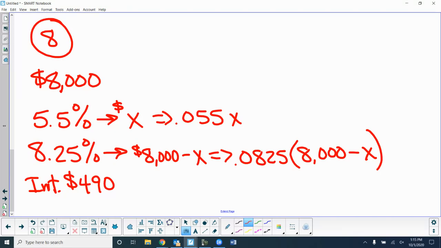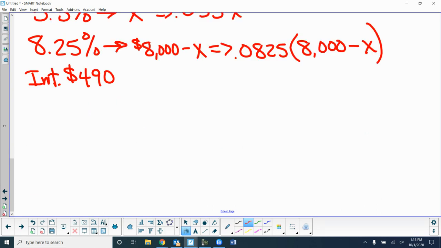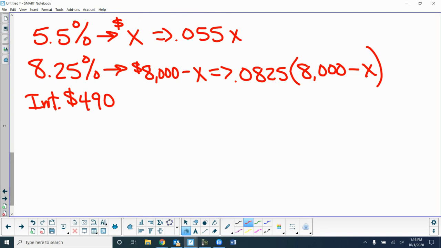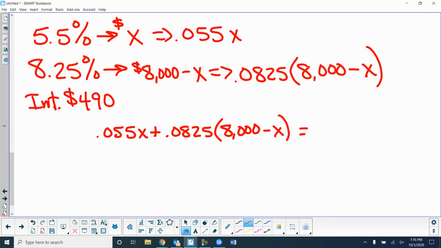To get the total interest, what do I do with those two amounts? Add them together. So that's my equation. My equation is this, 0.055x plus this, 0.0825 times 8,000 minus x equals the 490, how much we earned in interest for the year. And then we solve for x.